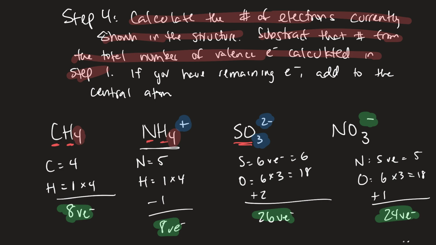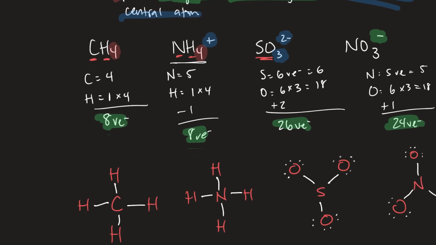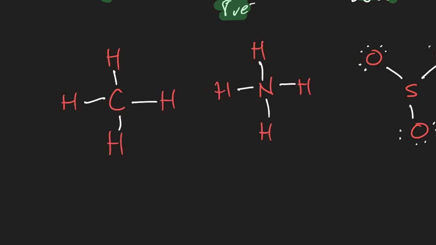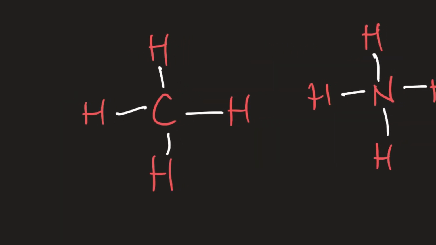And then, if and only if you have any remaining electrons left, you will add those electrons to the central atom. All right, so let's go ahead and tackle that and see exactly what we are talking about in this case here. Let's look at this first one. In this first example, we're going to calculate how many electrons we see in this picture.